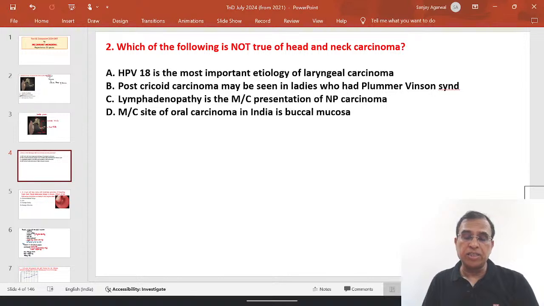So HPV 18 is the most common etiology of laryngeal carcinoma. Post-cricoid carcinoma may be seen in ladies who have Plummer-Vinson syndrome. Lymphadenopathy is the most common presentation of nasopharyngeal carcinoma, and most common site of oral carcinoma in India is buccal mucosa. So which is not true, and I already see people writing answers. Somsubra is saying A, Sukuna is saying A, and Raj is also saying A. So what do you think, guys? A?